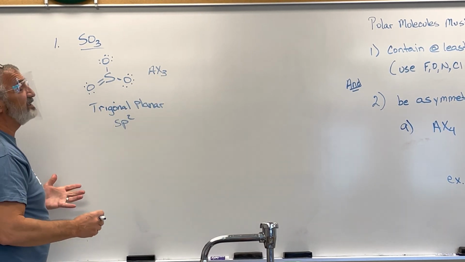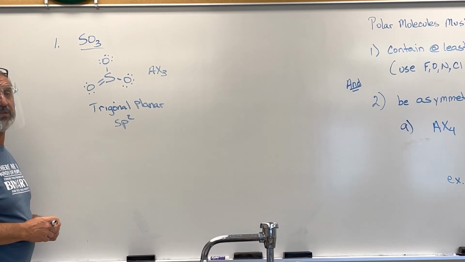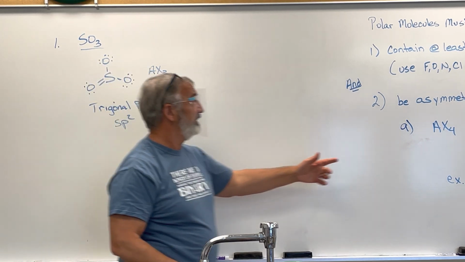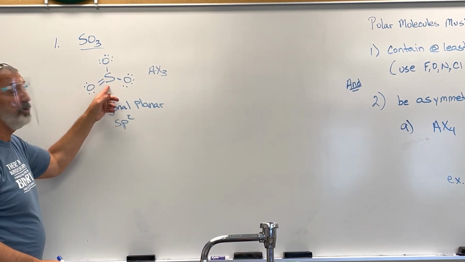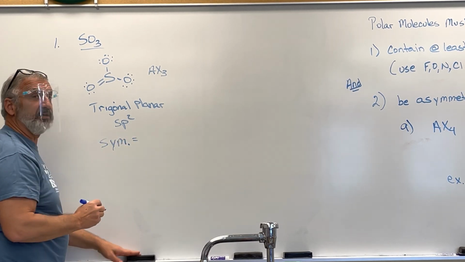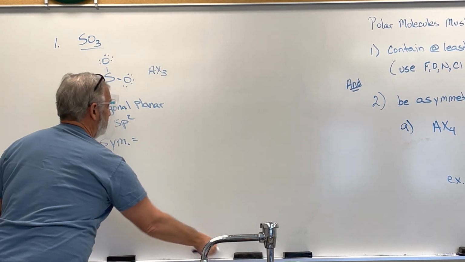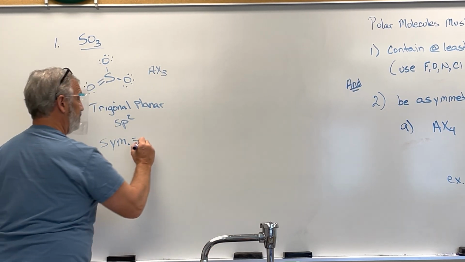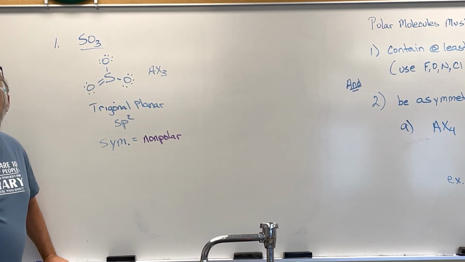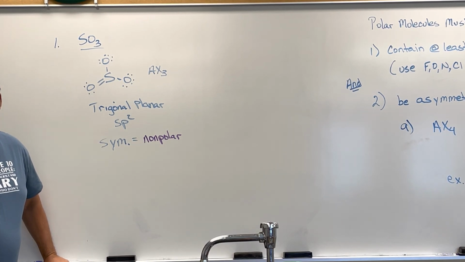Now, I need to say, is this going to be a symmetrical or an asymmetrical molecule? It's symmetrical, right? Because it's an AX3, all the bonding atoms are the same, there are no lone pair on the central atom, so it's a symmetrical molecule. So what does that automatically mean about its polarity? It's nonpolar. Symmetrical is automatically nonpolar. Okay? Now, feel free. This is kind of complicated, so if there's anything that's fuzzy, this is the time to work it out.